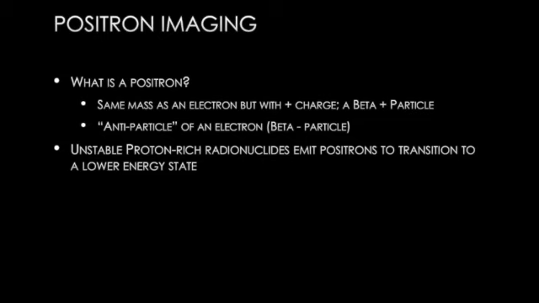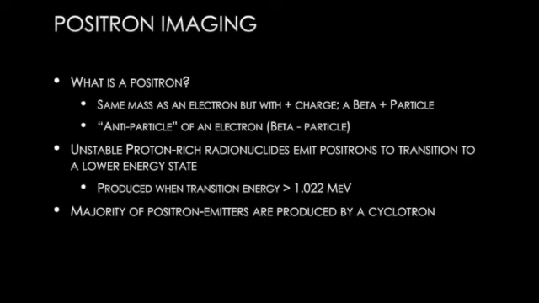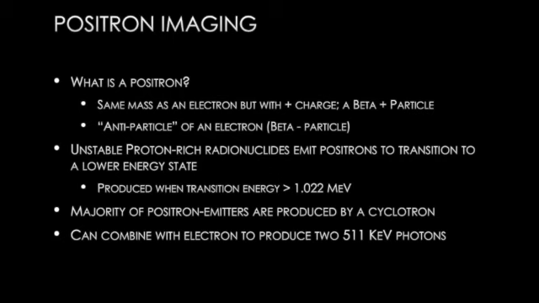Radioactive elements or radionuclides that are unstable and have too many protons transition to a lower energy state by emitting positrons. Specifically, a positron is emitted when the transition energy is greater than 1.022 mega electron volts. A majority of positron emitters are produced by a particle accelerator known as a cyclotron. Positrons can combine with an electron to produce two 511 kiloelectron volt photons. This process has the dramatic name of annihilation.